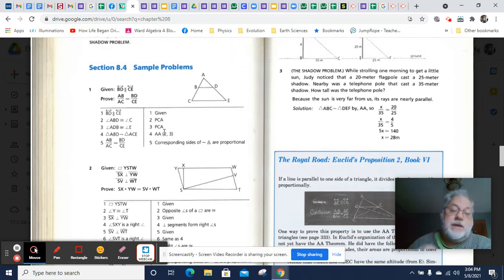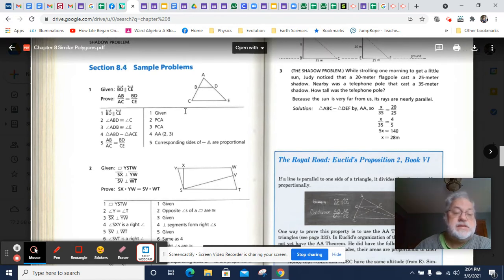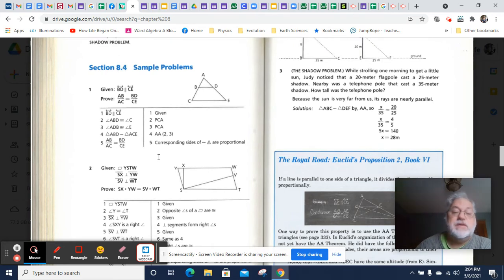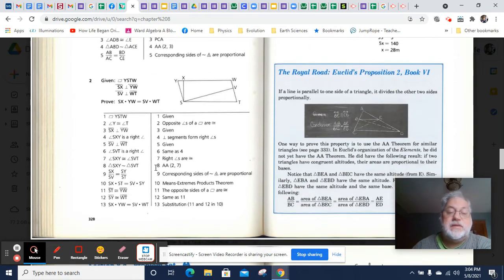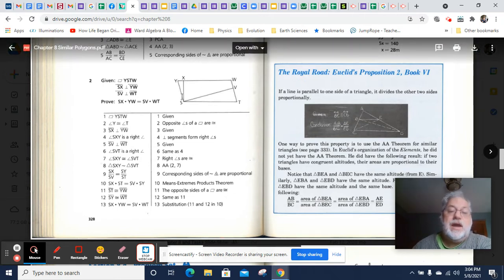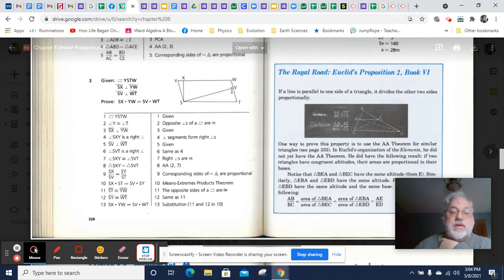Because of that, we can say that AB is to AC as BD is to CE because corresponding sides of similar triangles are proportional. Now, number 2 is a little bit weirder, but it's a lot simpler than it looks. We've been given a parallelogram, YSTW, and we're told that SX is perpendicular to YW, so that sets up a right angle right here.